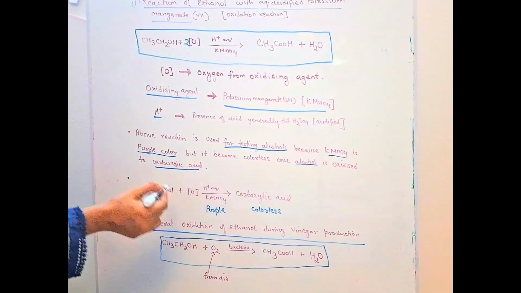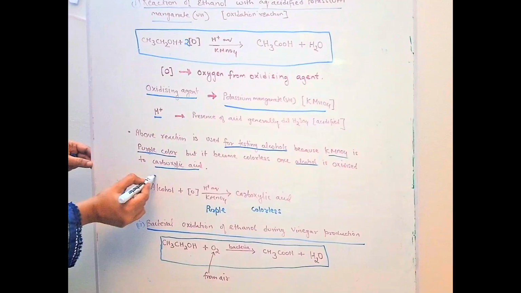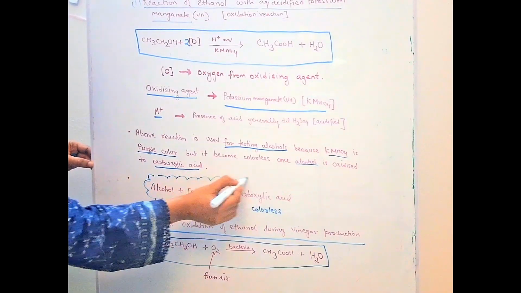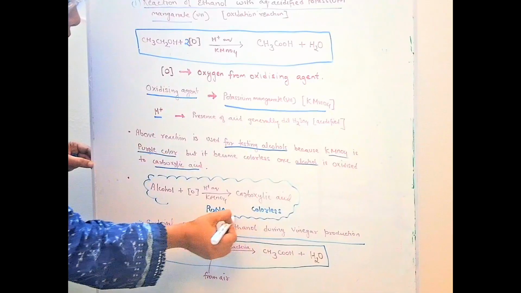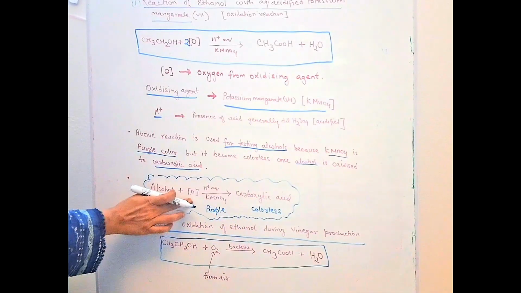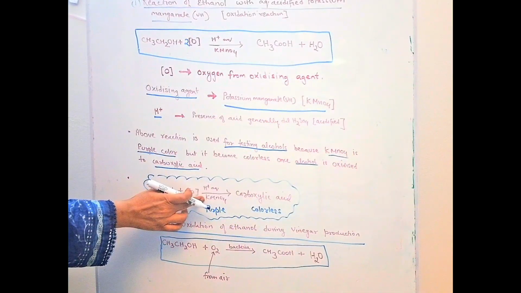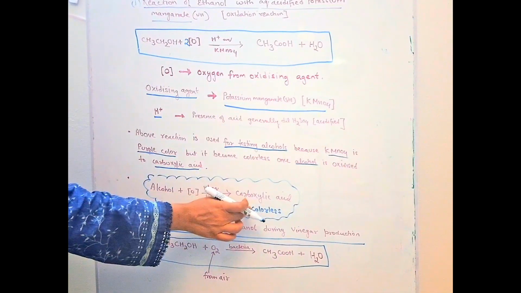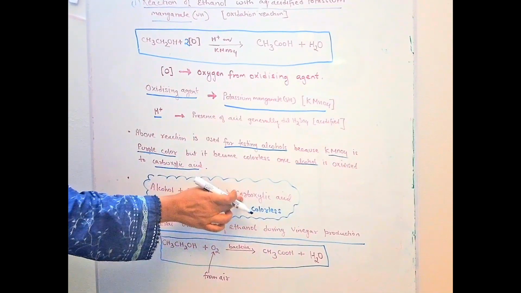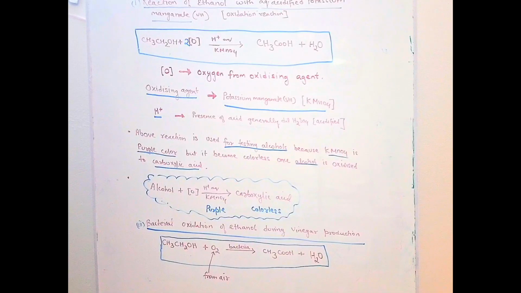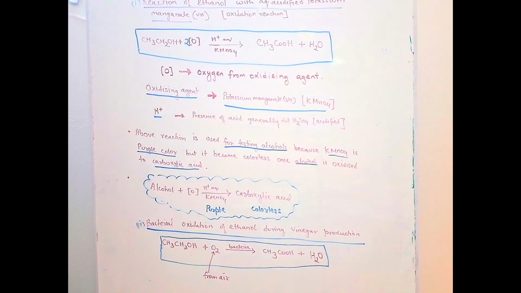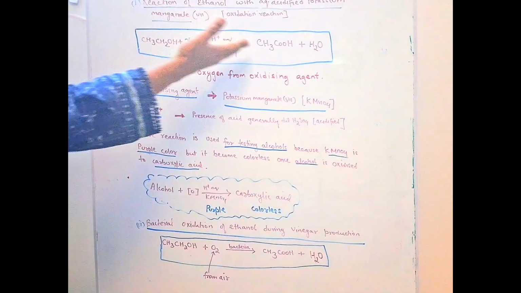Now I try to explain it like this: when alcohol takes oxygen from KMnO4, which is behaving as an oxidizing agent here, the purple color of KMnO4 changes to colorless because alcohol turns to carboxylic acid, and in this way we can use this reaction for testing alcohols. This is the importance of the reaction other than making carboxylic acid.